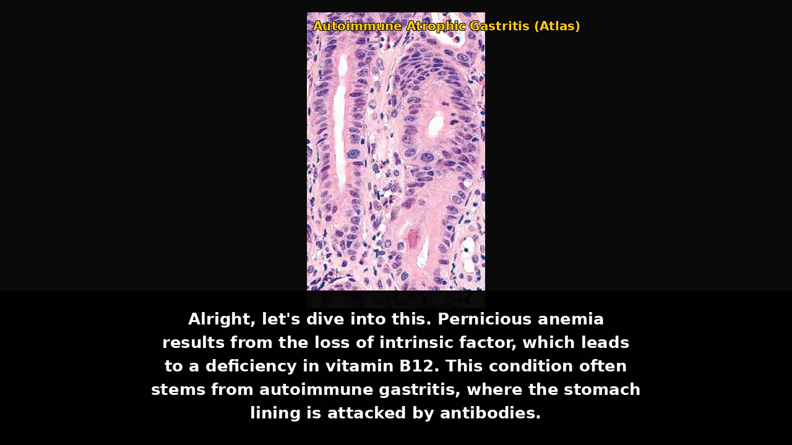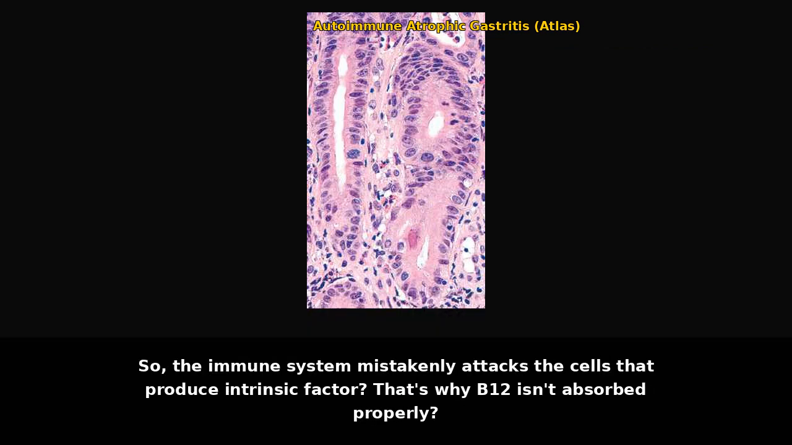Let's dive into this. Pernicious anemia results from the loss of intrinsic factor, which leads to a deficiency in vitamin B12. This condition often stems from autoimmune gastritis, where the stomach lining is attacked by antibodies. So the immune system mistakenly attacks the cells that produce intrinsic factor. That's why B12 isn't absorbed properly.